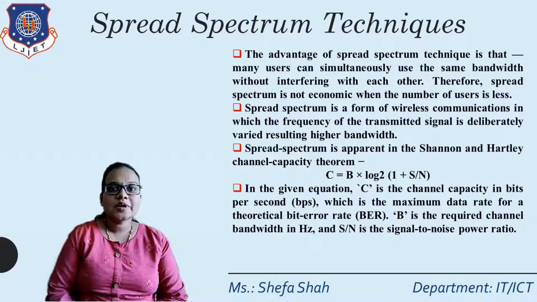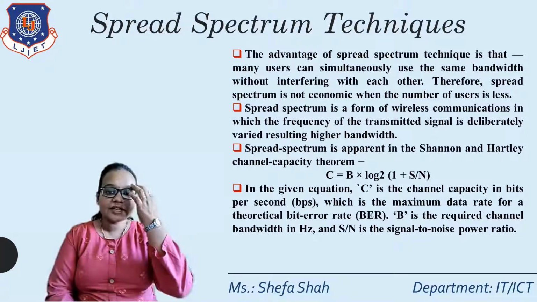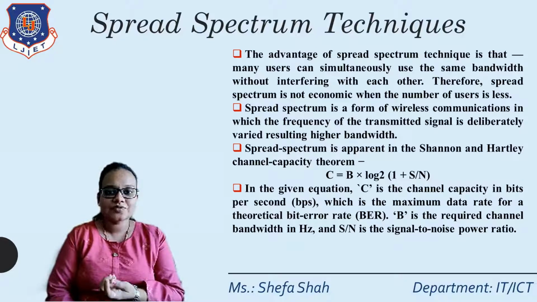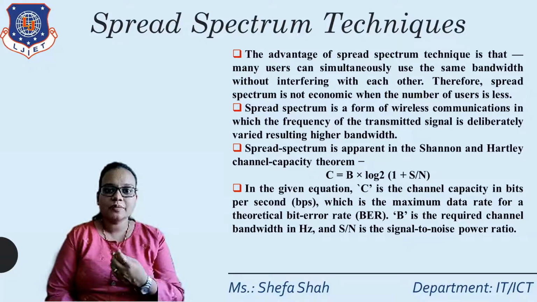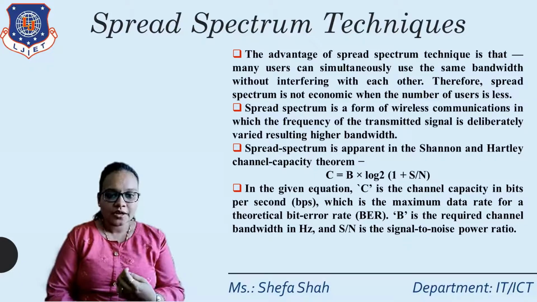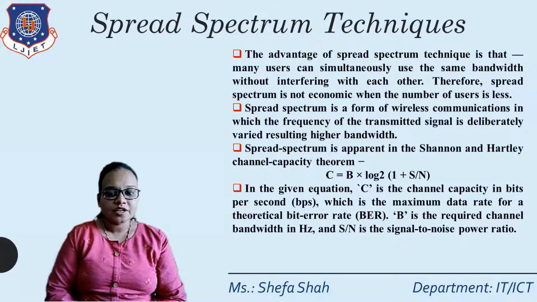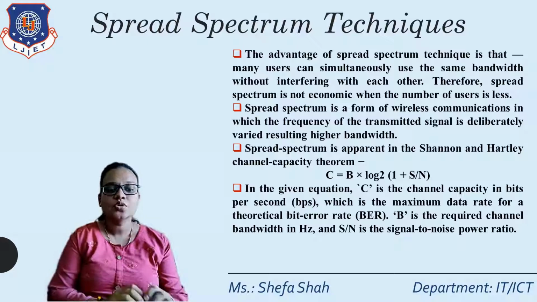Now, spread spectrum is a form of wireless communication in which the frequency of the transmitted signal is deliberately varied, resulting in higher bandwidth. The channel capacity can be found with the help of the Shannon theorem, that is C equals B log base 2 of (1 plus S by N). In this equation, C is the channel capacity in bits per second, which is the maximum data rate for which the bit error rate is acceptable, B is the channel bandwidth in hertz, and S by N is the signal to noise ratio.